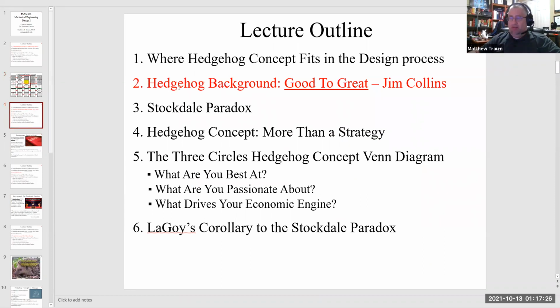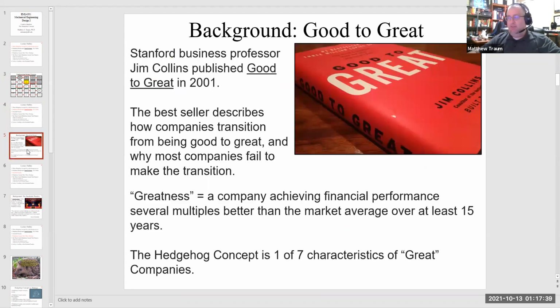So let me introduce the hedgehog concept to you. It came from a book called Good to Great by Jim Collins, Professor Jim Collins, who is a professor at Stanford University in their School of Business. And this book, Good to Great, was published in 2001. It was on the bestseller list, got an enormous amount of readers.